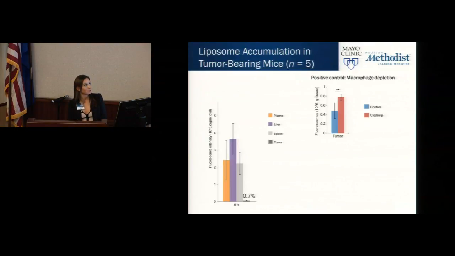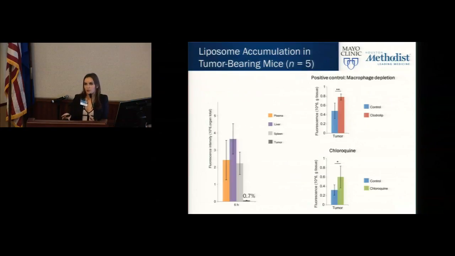And when we gave the mice the positive control, we saw that tumor accumulation increased, and the same trend with chloroquine. So now we've shown that chloroquine pre-treatment works for one type of nanoparticle, liposomes, for one type of condition, cancer. So next we asked whether this strategy could have broader applications.